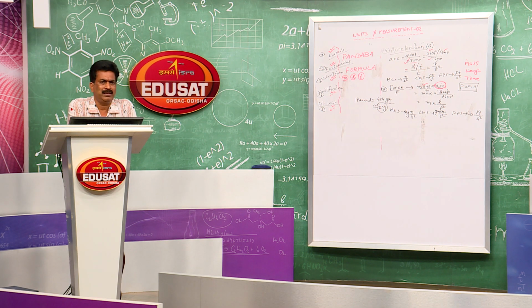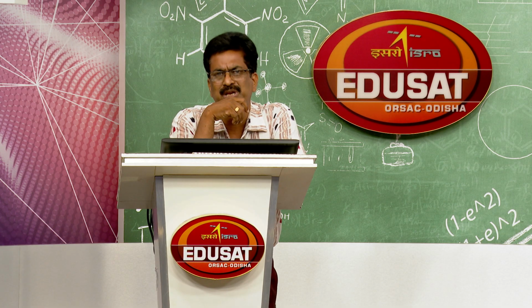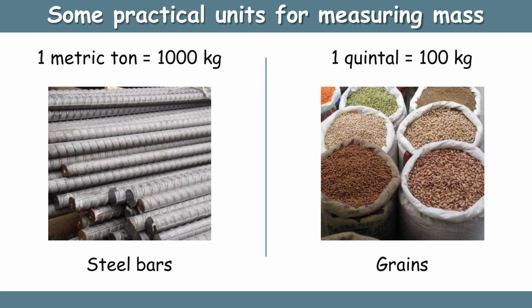As I said, the pound is one of the practical units for measuring mass. Similarly, another practical unit of mass is the metric ton. We commonly use the metric ton for the weight of steel bars. So what is a metric ton? 1 metric ton is 10 quintal.